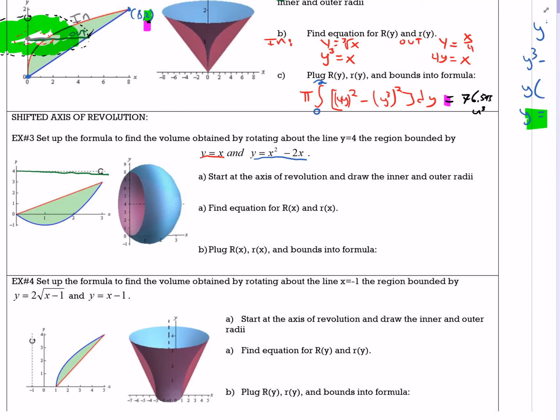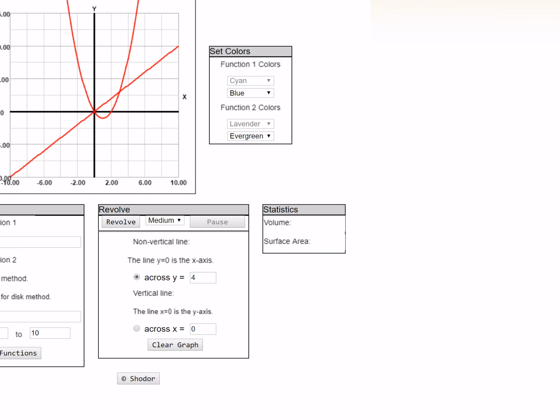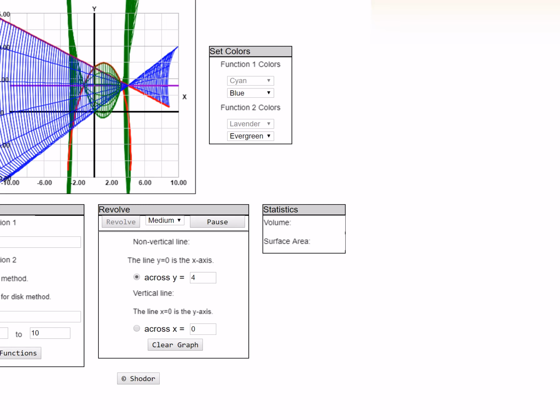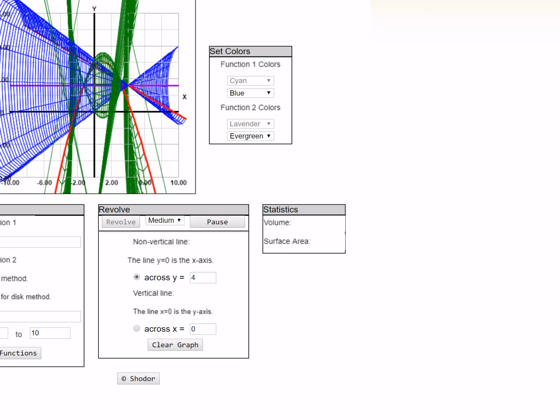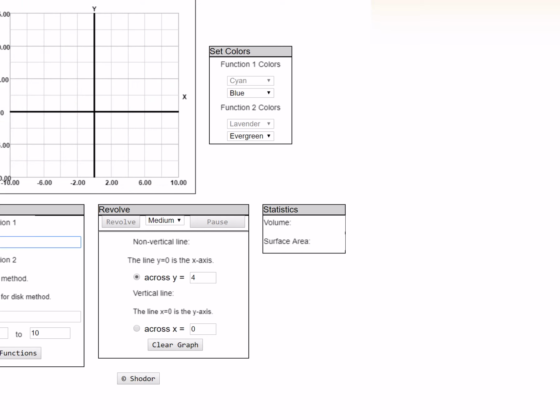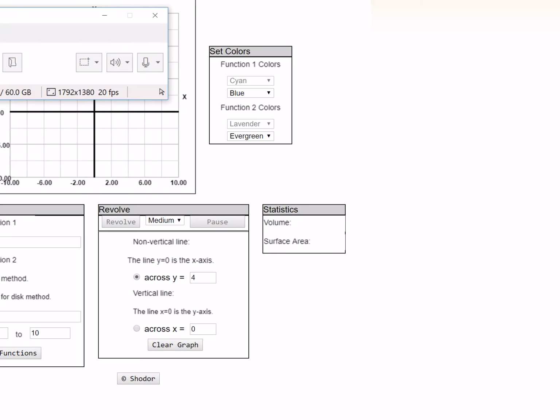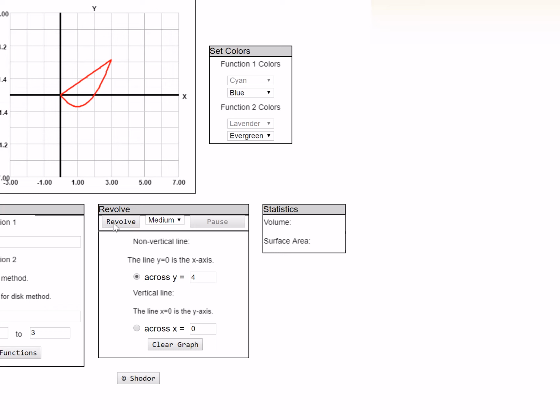So let me just show you a quick demonstration of how this thing is rotated and what it looks like. I've graphed the two functions that we're rotating here. And we're going to rotate it about the line y equals 4. Oh shoot, we need to change it a little bit. Okay, we're going to try this again. So there's that region, and we're going to rotate it along the line y equals 4.